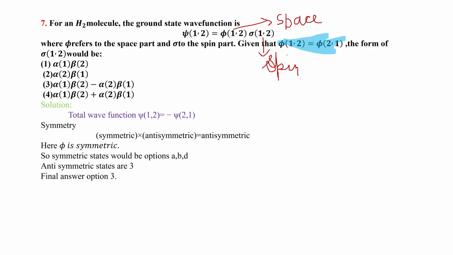As we all know, the wave function is always the product of a symmetric part and an anti-symmetric part. I will write symmetric as S into anti-symmetric. Okay, always remember this. So here, what's the symmetric part? That is phi, the symmetric part. And what would be the anti-symmetric part? Technically, the anti-symmetric part would be sigma.